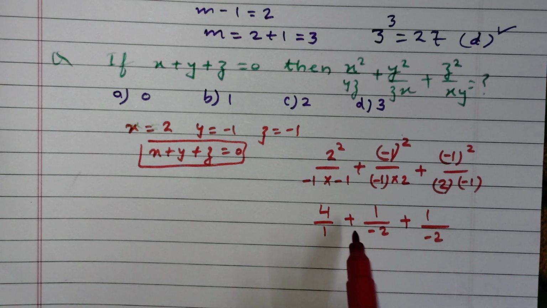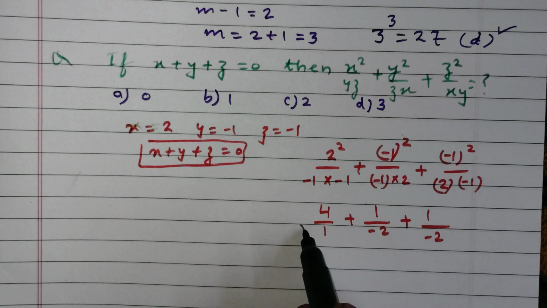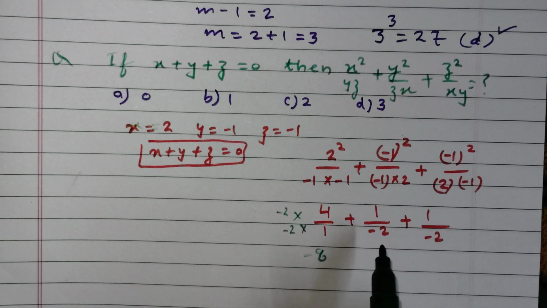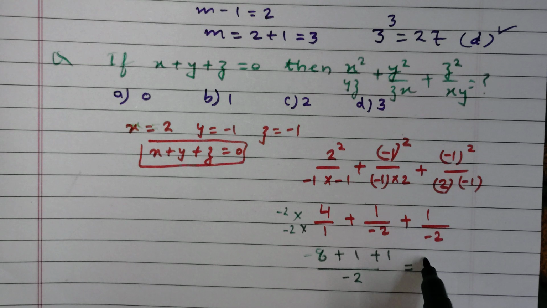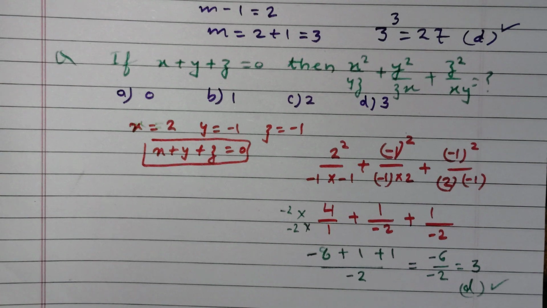Taking -2 as LCM, the first term we can multiply by -2, so that the LCM becomes -2. So the first term becomes -8, then +1, then +1, whole upon -2. So -8 plus 1 plus 1 gives us -6 upon -2. Minus minus cancel out. 6 divided by 2 gives us 3 as the answer. So D option is our answer for this question.